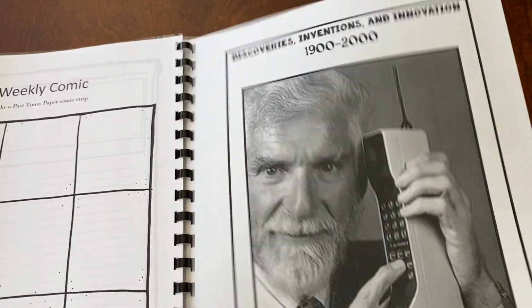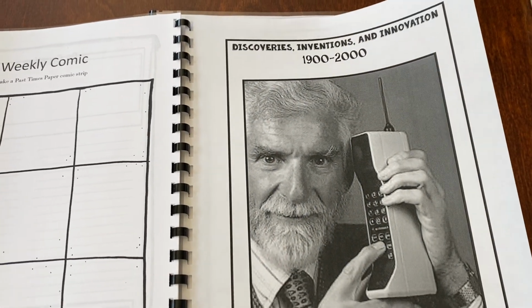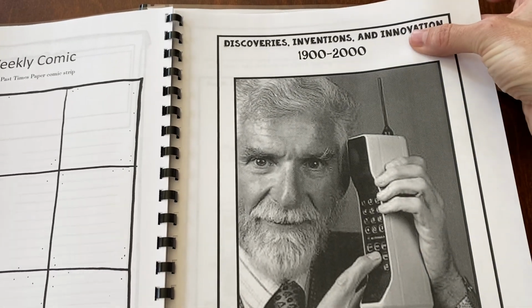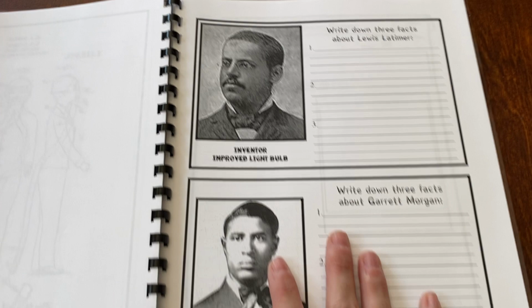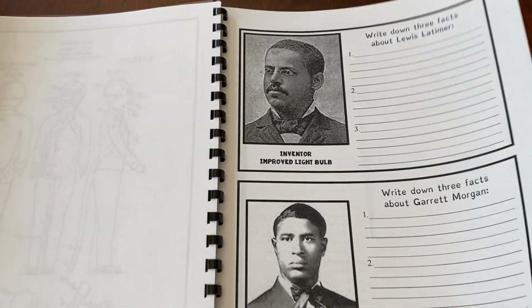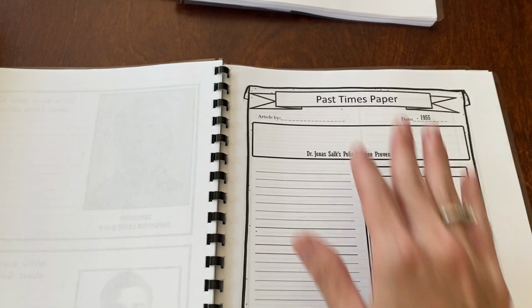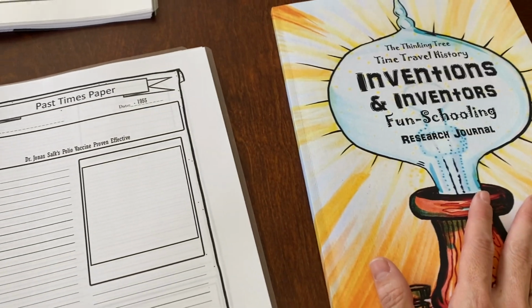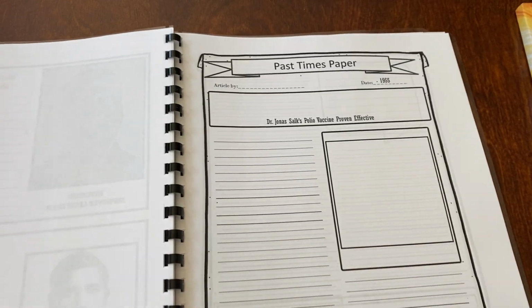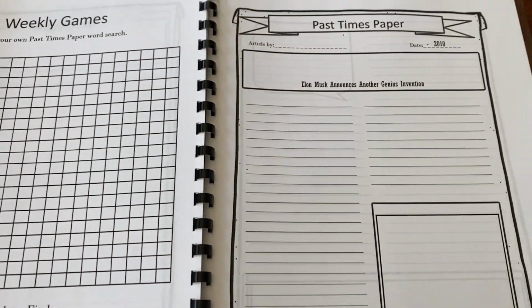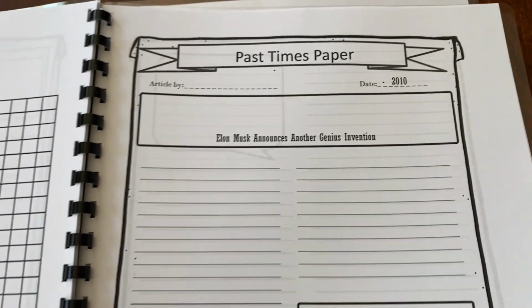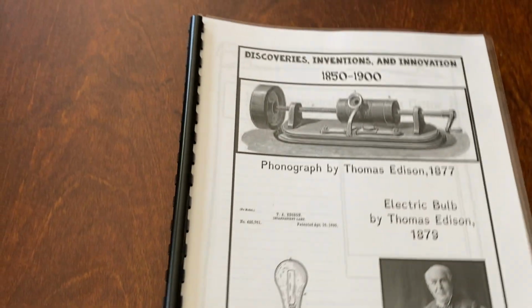And then we go into, this sheet is also from the American History Timeline, discoveries, inventions, and innovations for the 1900s to 2000s. And this one is also American History Timeline. It talked about a couple of inventions, and this is out of there as well, but it fit in our inventor series better, since we're doing an entire focus this year on inventors and inventions. So this one is Dr. Jonas Salk's polio vaccine proven effective. Elon Musk announces another genius invention. So those are the ones that we've got inside of our invention study.